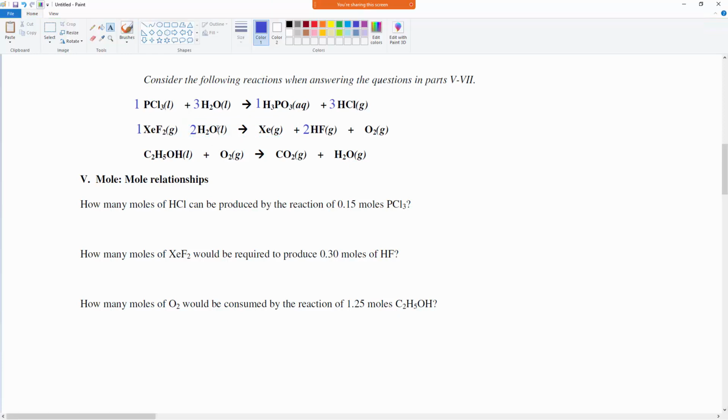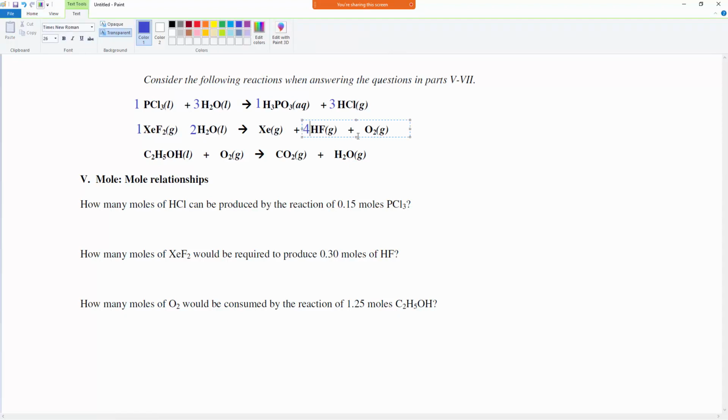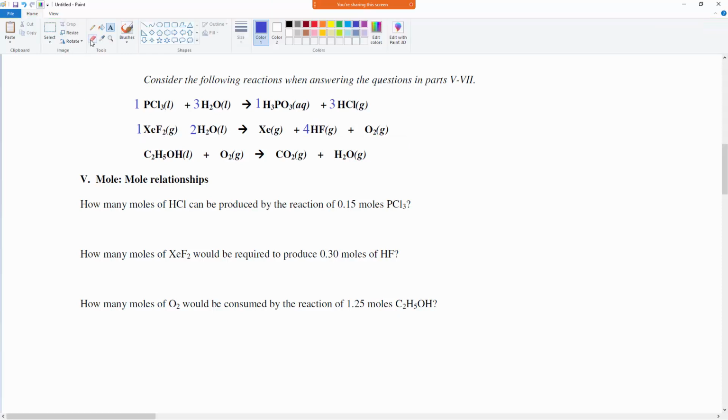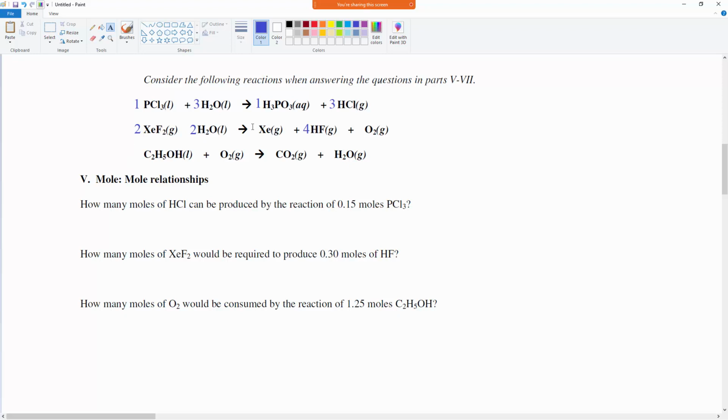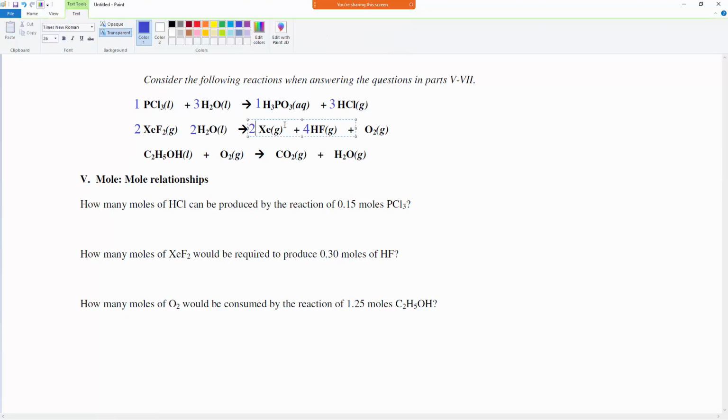That gives me 4 hydrogens, which means I don't need 2HF. I'm going to need 4HF to give me 4 hydrogens. It's a little bit of a back and forth on this one, but I have faith it's going to work out. All right. If I have 4HF, that gives me 4 fluorines. That means I'm going to have 2 xenon difluorides to balance that. Good eyes. All right, and if I've got 2 xenon difluorides, I'm going to need 2 xenons.